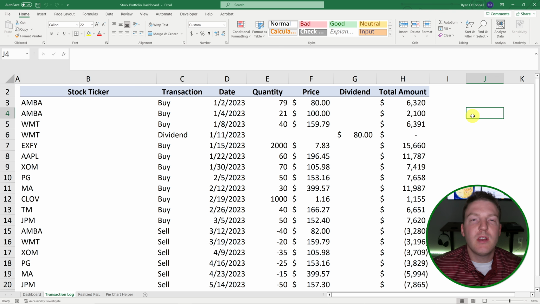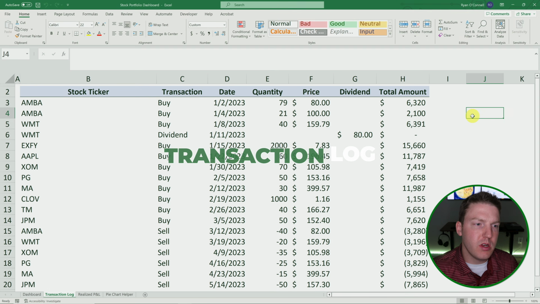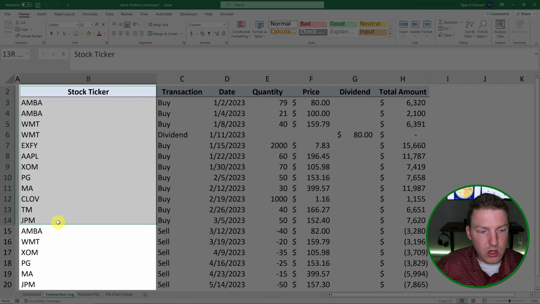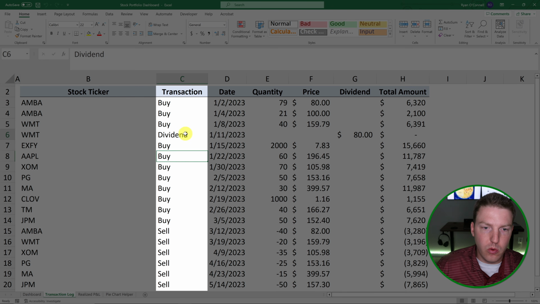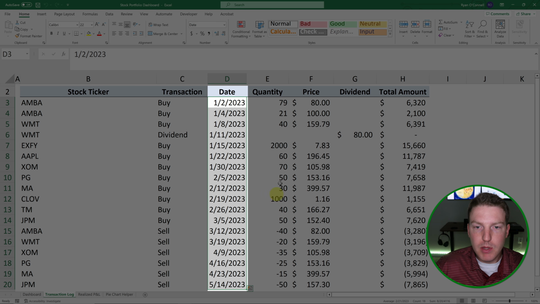The very first thing that we are going to start with, and the only manual part of this process really, is going to be the transaction log. So if you look on the screen here, you can see that this is basically a log of all the different transactions that have happened in my hypothetical portfolio. So I start with a stock ticker for each of the transactions. I say whether it was a buy, a sell, or a dividend payout. And then I include the date on which that happened.